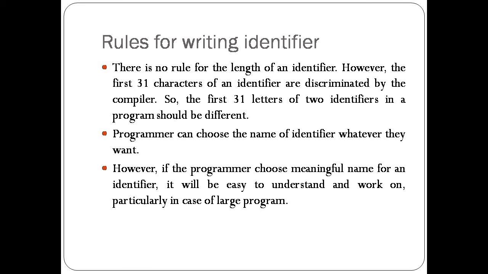The programmer can choose the name of an identifier as they want. However, if the programmer chooses a meaningful name for an identifier, it will be easy to understand and work on, particularly in the case of a large program. So, as a developer or programmer, we should provide proper names for identifiers. For example, if we want to add 2 numbers, we give the names of those 2 variables as number1 and number2, and the resulting identifier name will be sum.